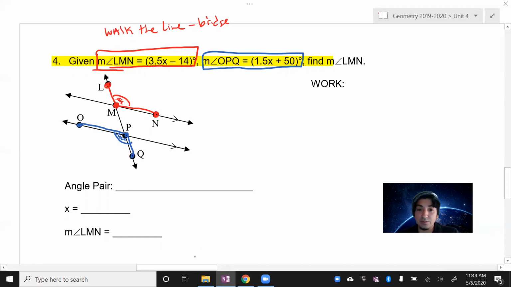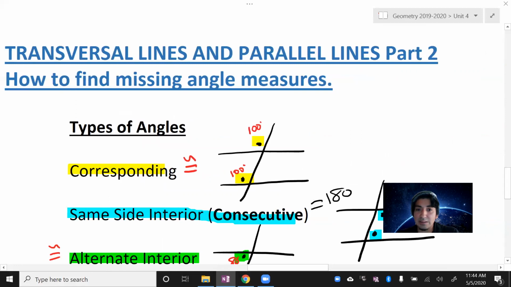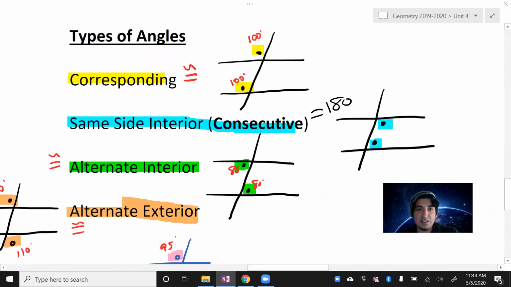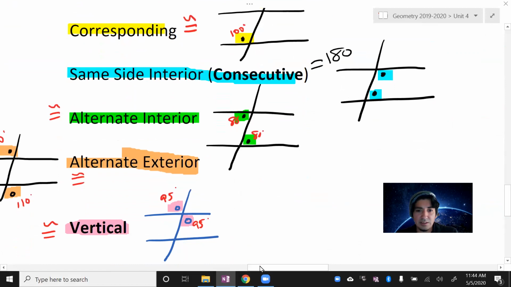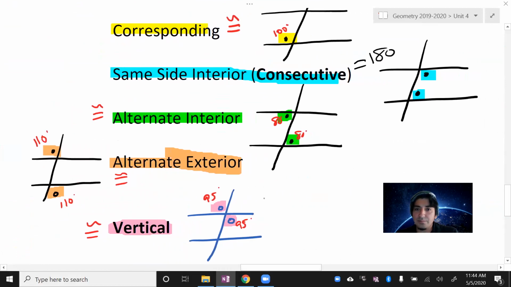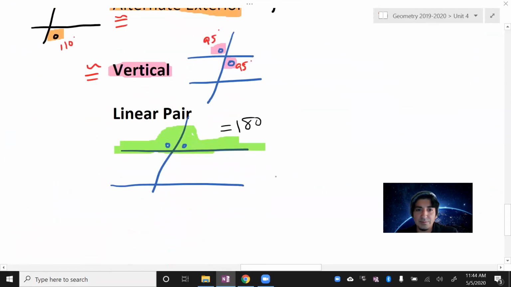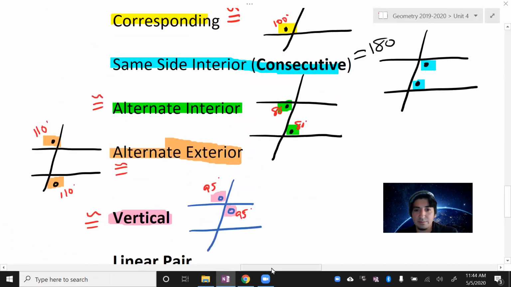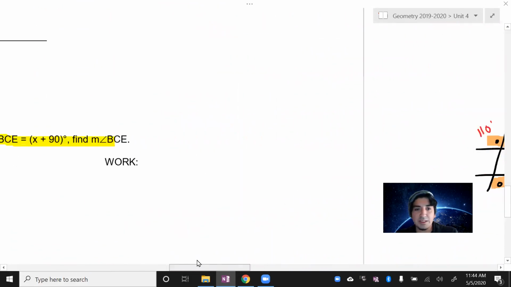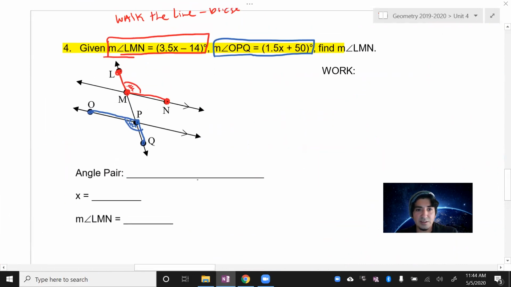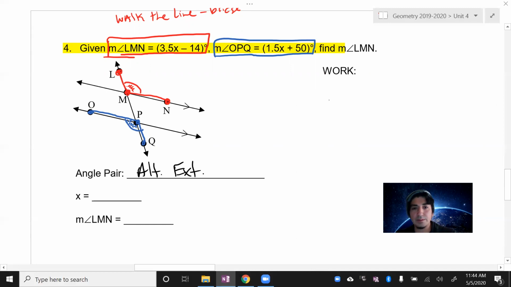So now you have these two. You go back to using your graphic. So is it yellow, blue, green? Is it the brown one? Which one is it? For some of you, or I'm expecting everybody, these will be considered alternate exterior. And so you'll have them equal to each other.